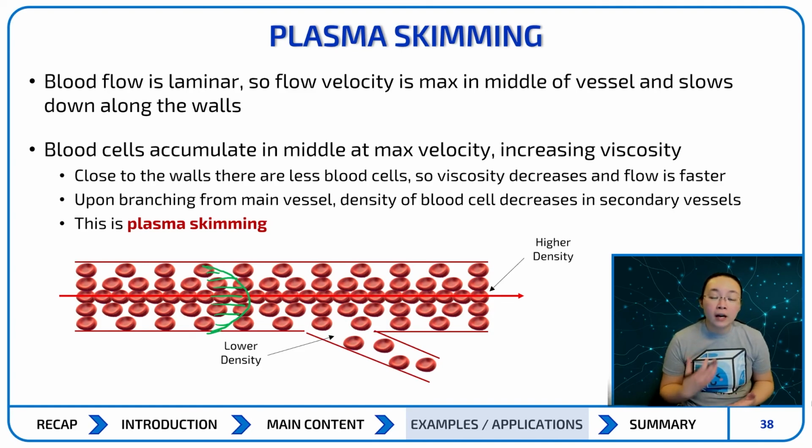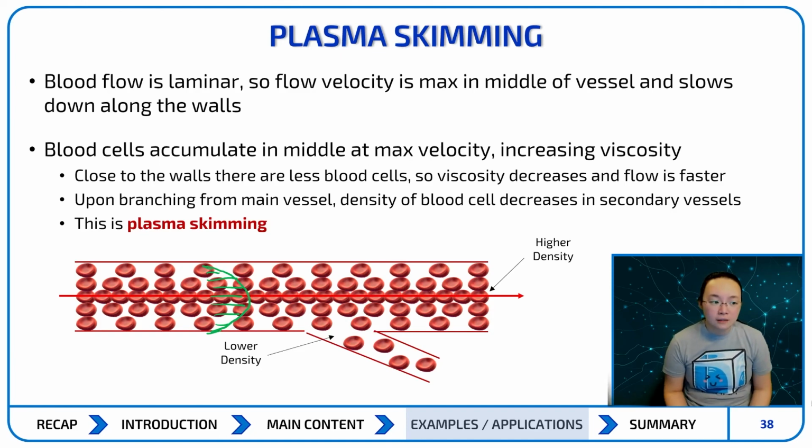So if you have higher speeds in the center, all of the cells are going to want to focus or accumulate in the middle at a maximum velocity. In this case, it actually increases the viscosity of the blood in the center of your blood vessel. However, this also means that close to the walls there are fewer cells, so your viscosity actually decreases and the flow of blood is faster at the walls.